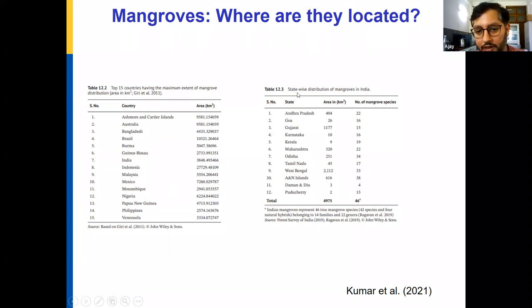Whereas when you take up India, West Bengal is number one, then Gujarat is the second one, then Andhra Pradesh, and similar other states also. So overall 12 states and UTs of India represent these mangroves, and various species, like in Andhra Pradesh we have 22 species of mangroves, Goa 16, Gujarat 15, Puducherry 15, Kerala 19, Maharashtra 22. The composition of these species varies in different states.